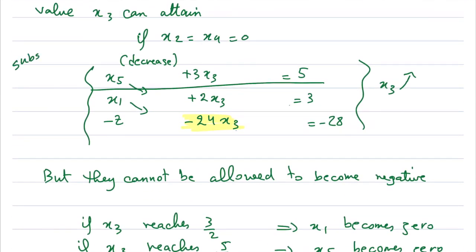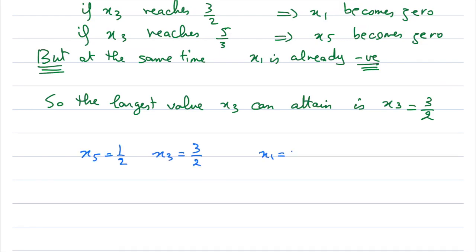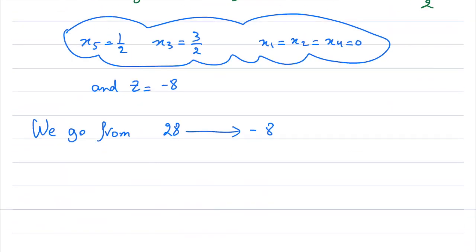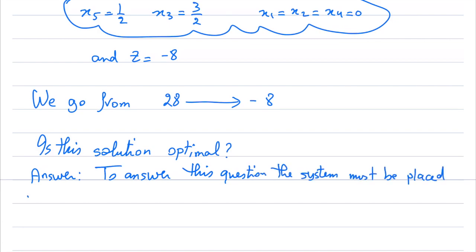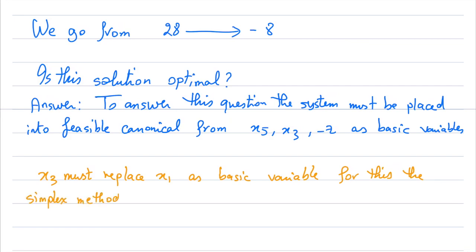Substituting this value in the equations yields a new basic feasible solution with a lower cost. We get x5 equals 1 over 2, x3 equals 3 over 2, x1 equals x2 equals x4 equals 0, and z equals minus 8. So we go from 28 now to minus 8. Is this solution optimal? To answer this question, the system must be placed in a feasible canonical form, with x5, x3, minus z as basic variables. So x3 must replace x1 as a basic variable. For this, the simplex method is efficient because this replacement can be accomplished by doing one pivot transformation.